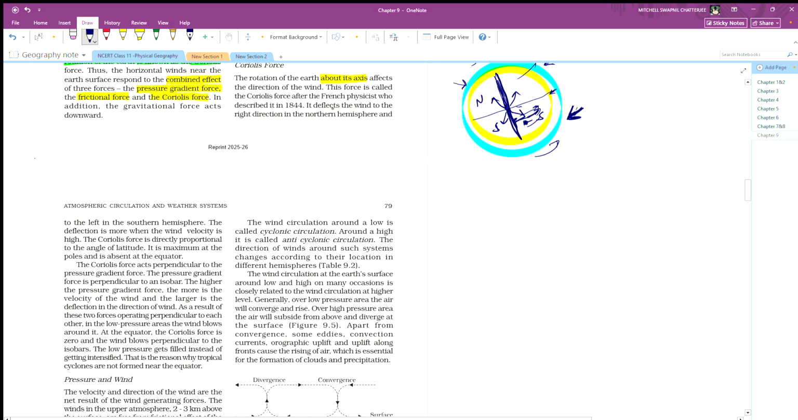It deflects the wind toward the right direction in the northern hemisphere and to the left in the southern hemisphere. The deflection is more when the wind velocity is high. So there is more deflection when the wind velocity is high. This is the keyword, deflects the wind to the right direction of the northern hemisphere.